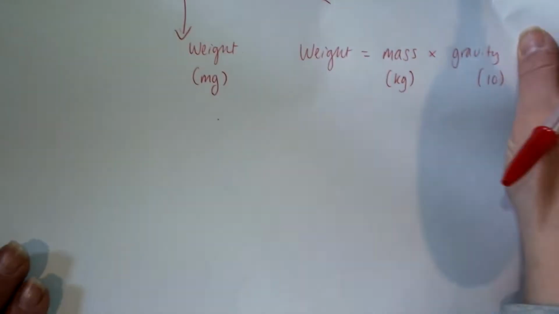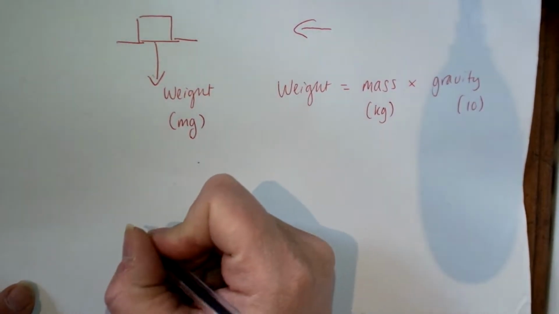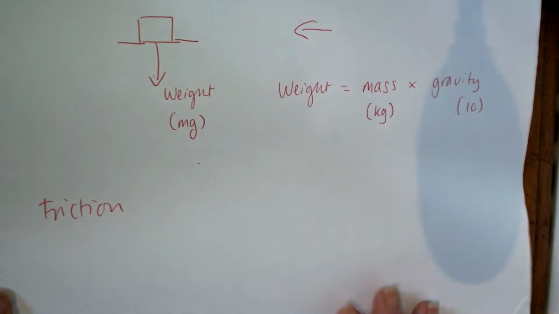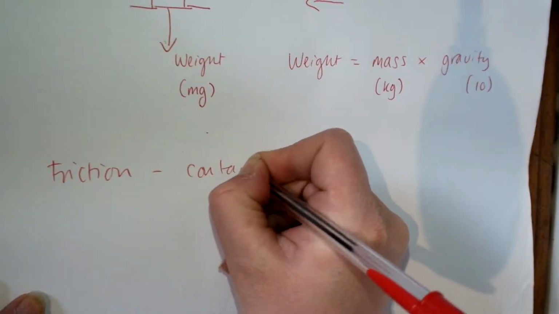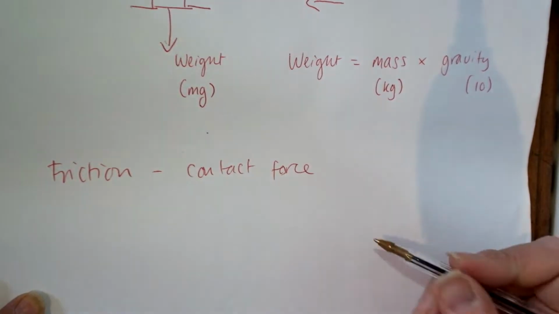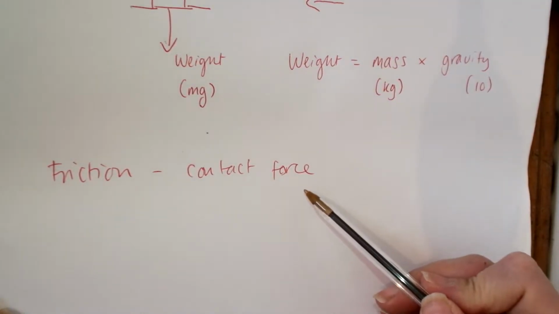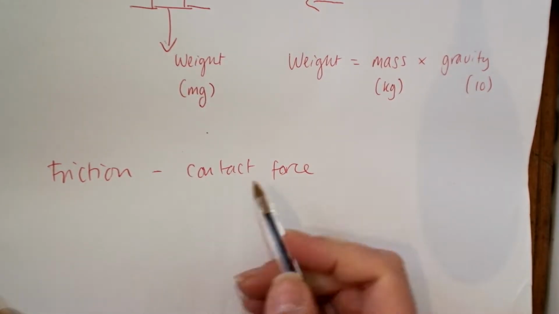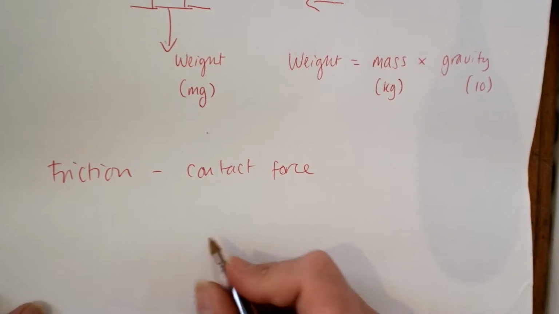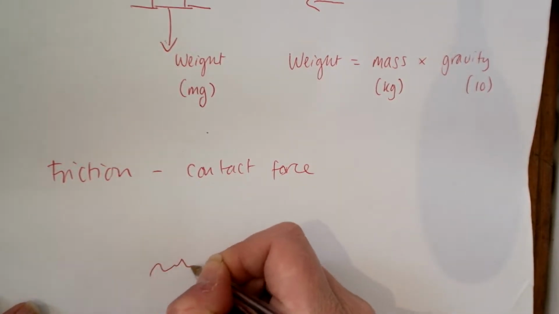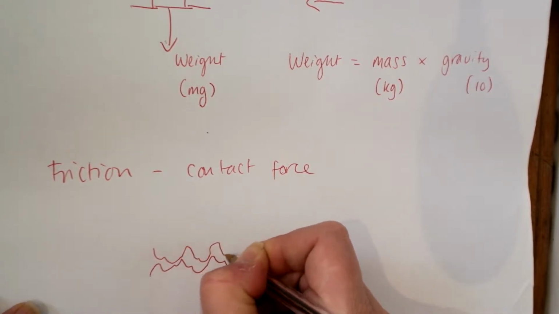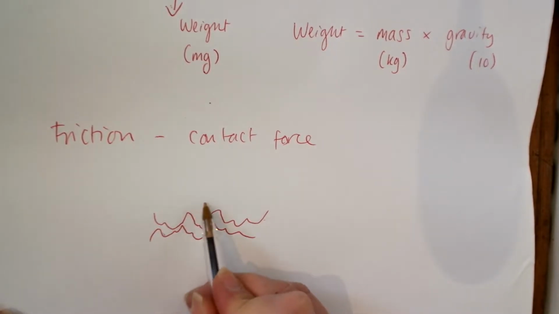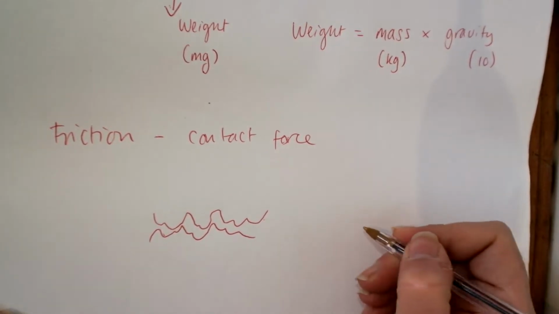Okay, the next thing that was mixed up quite often is this force here, friction. Friction is a contact force. What that means is it has to be touching to have an effect. When two surfaces are touching and moving past one another, if we could see them on a microscopic level, what we would see is these little surfaces getting caught together like this. The grippier or more up and downy these lines are, the more friction.